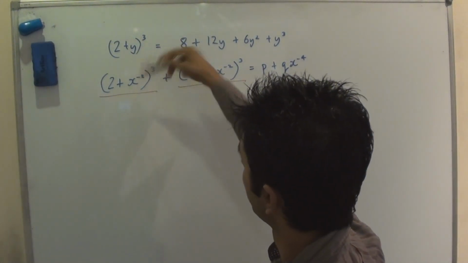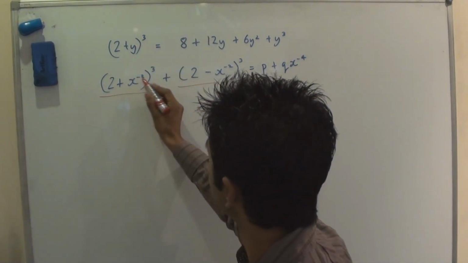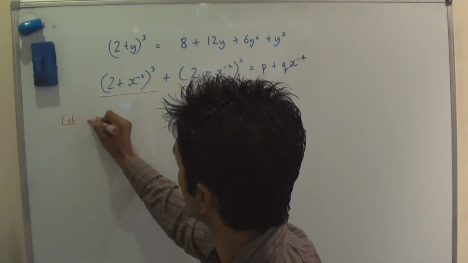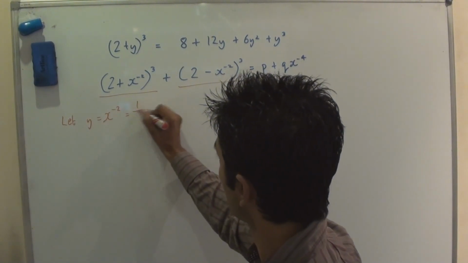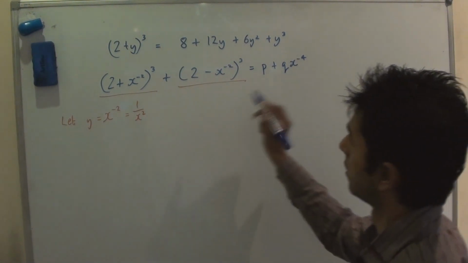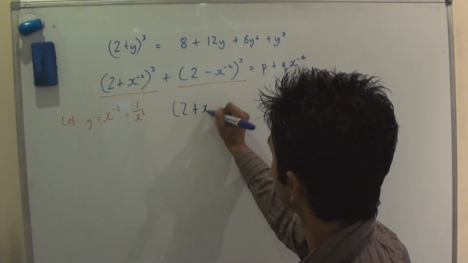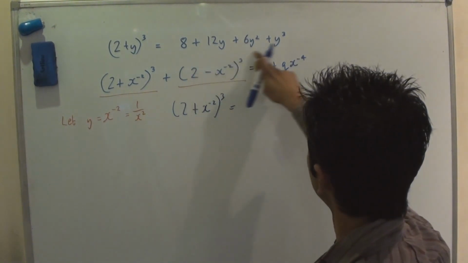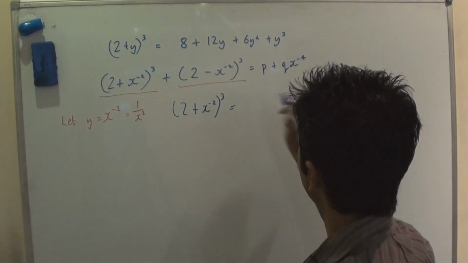Now, if we match these up, they look very similar. The only difference is y has been replaced by x to the minus 2. So we're going to use the substitution, let y equal x to the power of minus 2, which you should know is 1 over x squared. So the expansion of (2 + x^-2)^3 is equal to, we're just going to copy that out, but instead of y, we're going to write 1 over x squared.